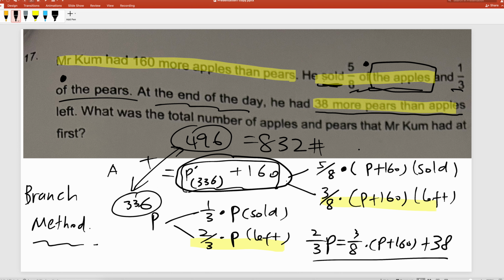So transaction question, 有加有减的, plus minus, you should use the branch method. And this is the branch method.